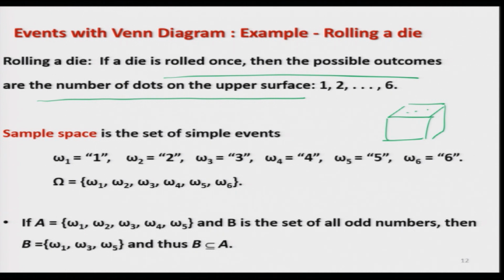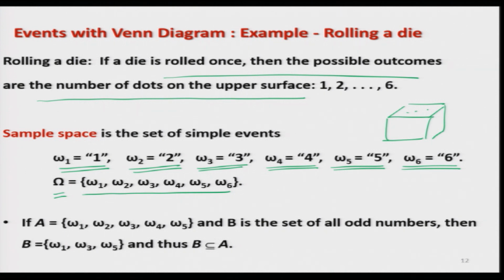Now, when we define the sample space, it will consist of all the simple events, and we have indicated that the simple events are denoted by the symbol small omega. So, omega 1 is equal to 1, that means number 1 occurs on the upper surface, omega 2 is the number 2 occurs, omega 3 is the number 3 occurs, omega 4 is the number 4 occurs, omega 5 is the number 5 occurs, and omega 6 is the number 6 occurs. So, capital omega, the sample space, will consist of 6 points: omega 1, omega 2, omega 3, omega 4, omega 5 and omega 6.